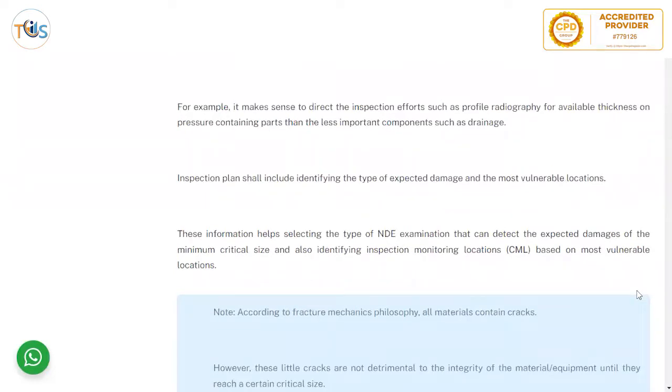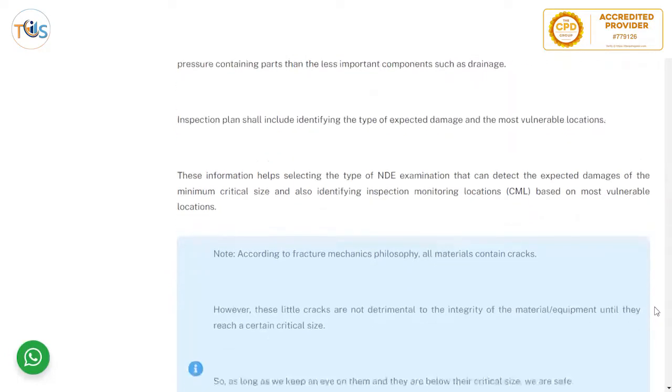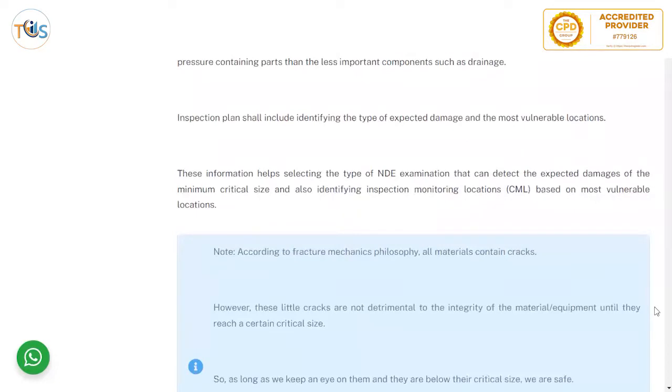The inspection plan shall include identifying the type of expected damage and the most vulnerable locations. This information helps in selecting the type of NDE that can detect the expected damage of the minimum critical size, and also in identifying inspection monitoring locations based on the most vulnerable locations.